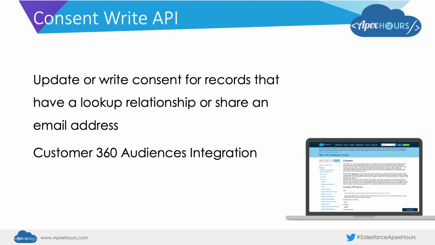And new to the Spring 21 release, the Consent Write API enables users to make a patch request and simultaneously update or write consent data for records that have a lookup relationship or share an email address. So if you use Customer 360 Audiences, which is a new CDP platform recently released by Salesforce, then this API enables you to automatically create an individual record and connect multiple related records to it.